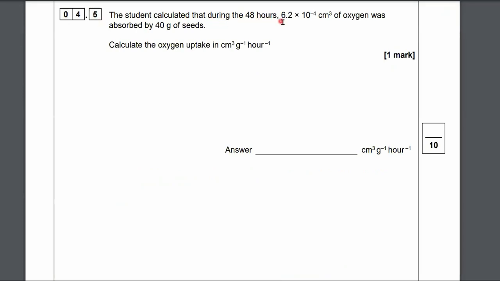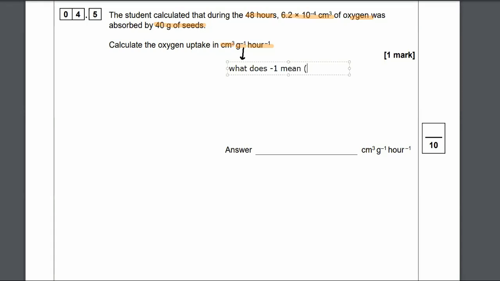Right, 4.5. The student calculated that during the 48 hours, 6.2 times 10 to the minus 4 centimeter cubed of oxygen was absorbed by 40 grams of seeds. Calculate the oxygen uptake in centimeter cubed, g to the minus 1, hour to the minus 1. Now, you might not be studying maths and you might be like, what is g to the minus 1, hour to the minus 1? It just means per. So centimeter cubed per gram per hour.